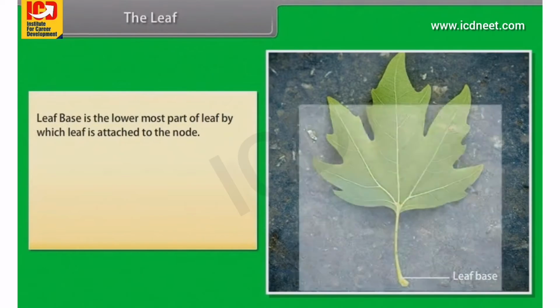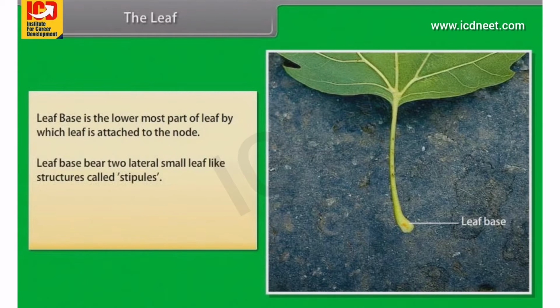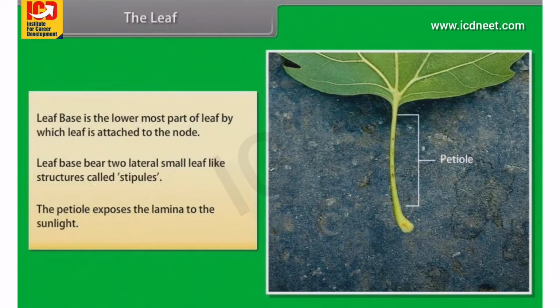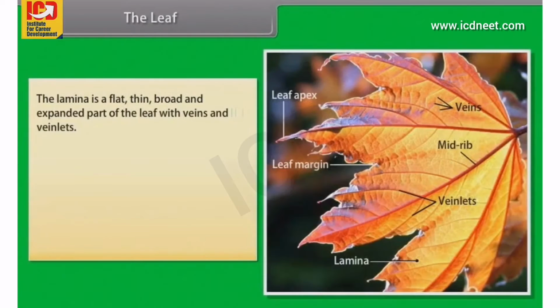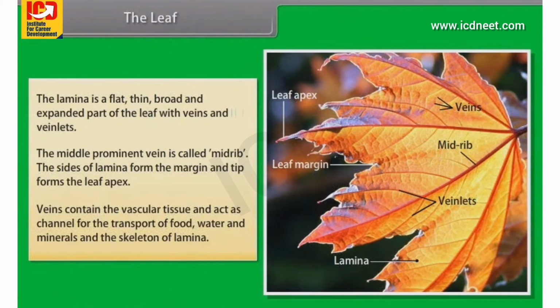Leaf base is the lowermost part of the leaf by which leaf is attached to the node. Leaf base bears two lateral small leaf-like structures called stipules. The petiole exposes the lamina to the sunlight. The lamina is a flat, thin, broad, and expanded part of the leaf with veins and veinlets. The middle prominent vein is called midrib. The sides of lamina form the margin and tip forms the leaf apex. Veins contain the vascular tissue and act as channel for the transport of food, water, and minerals, and the skeleton of lamina.